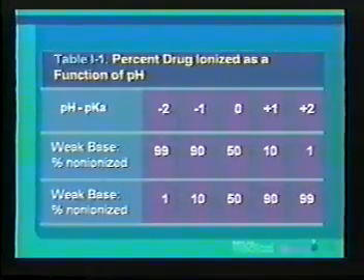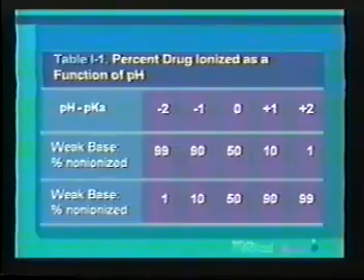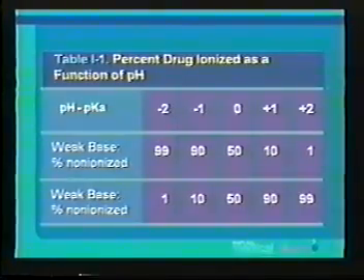What if we then just move to the left just a little bit and say, well, what happens when pH minus pKa is -1? When we do that, we find that as far as a weak acid is concerned, that becomes 90% in the non-ionized form. If we move to -2, you'll see it becomes 99.